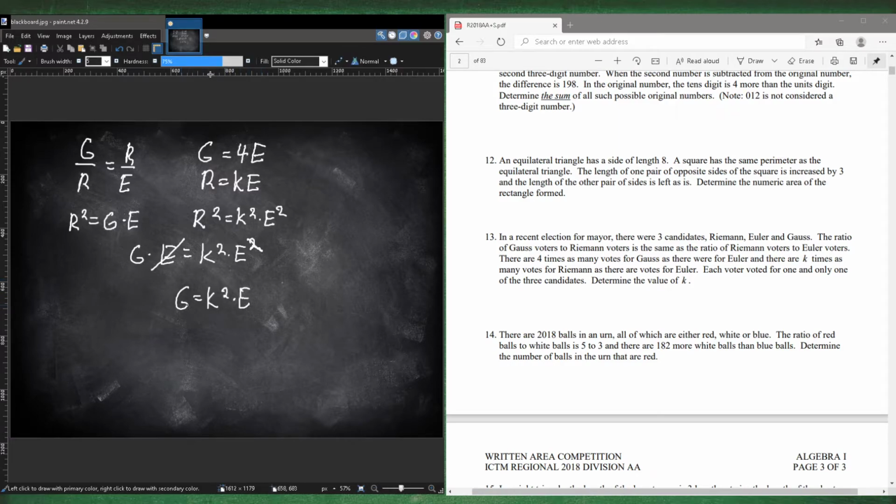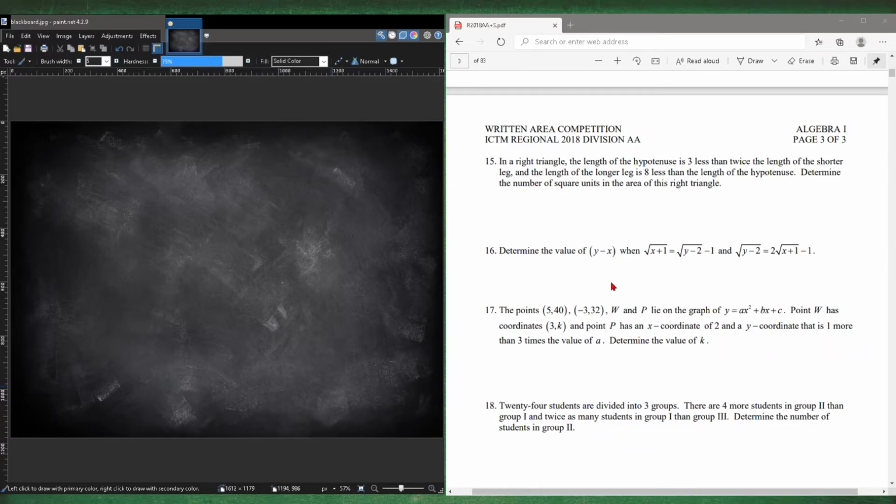And we know what g is in terms of e, it's right here. So we can substitute our g with 4e, which equals k squared times e. Cancel our e's, so our 4 is equal to k squared. So our k is equal to 2. This is going to be positive. And that's basically it. You just rewrite your variables around.